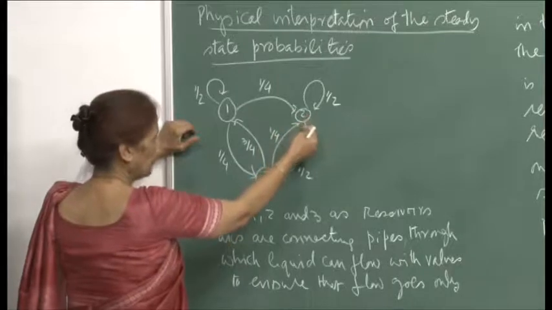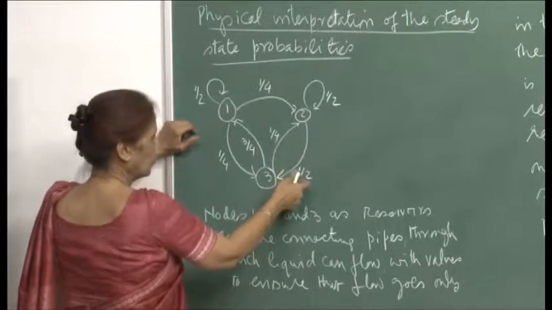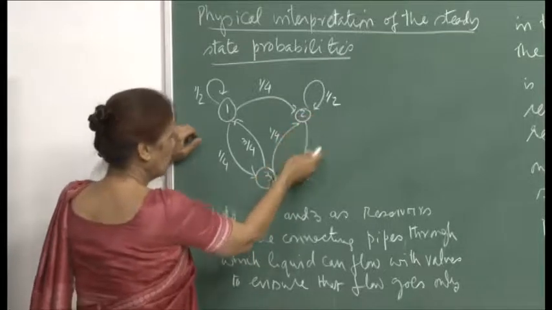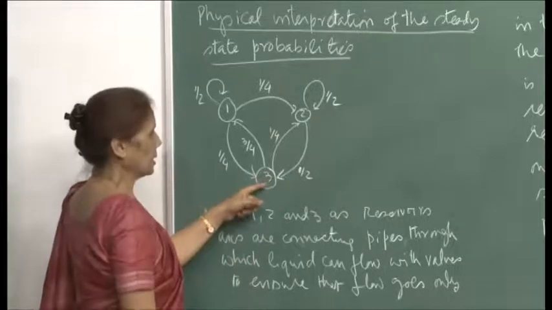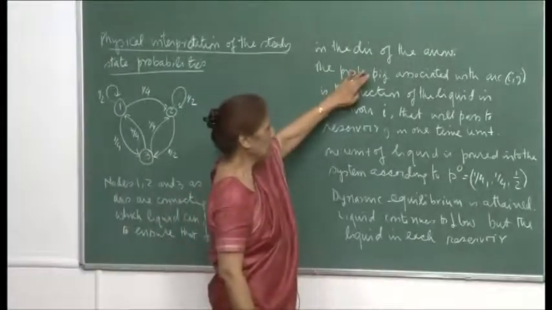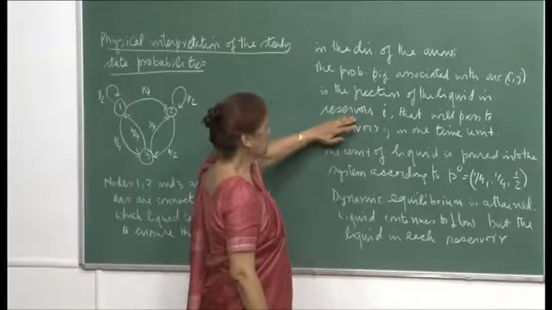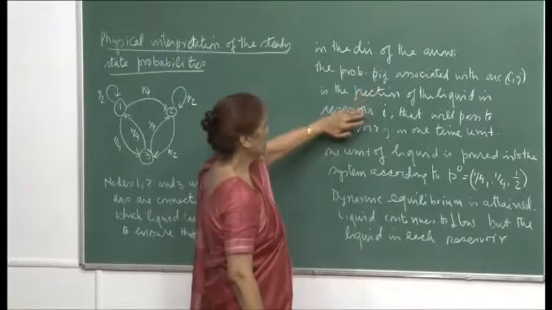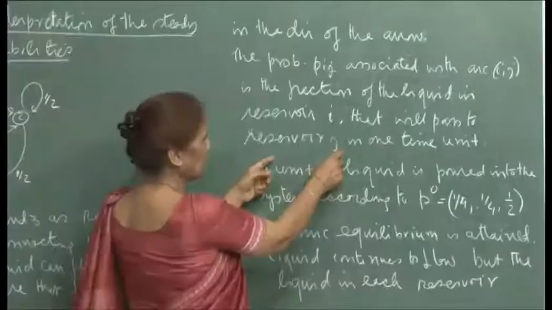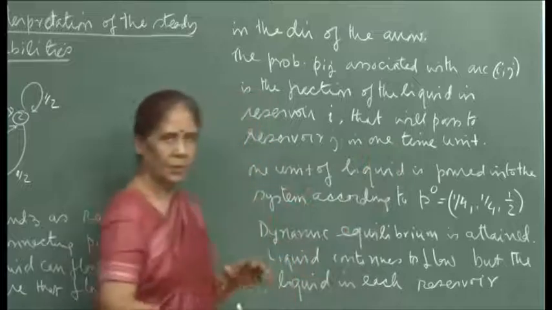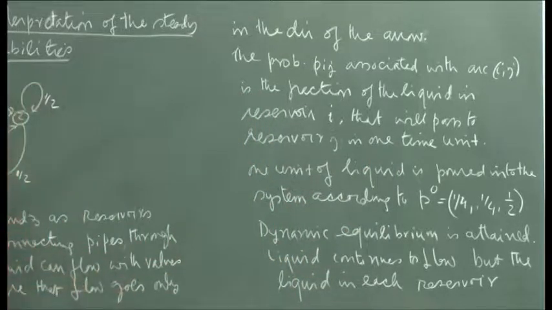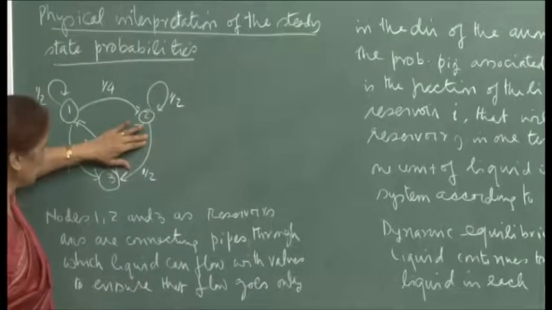Similarly, if you look at 2 to 3, then half the liquid which is there in reservoir 2 will be sent from 2 to 3, and so on. So, these probabilities can be interpreted as the fraction of the liquid in the reservoir. So, pij is the fraction of the liquid in reservoir i that will pass to reservoir j in 1 unit time. So, it will take 1 unit of time for the flow to go. That means, half the flow from here to here in 1 unit of time will go.